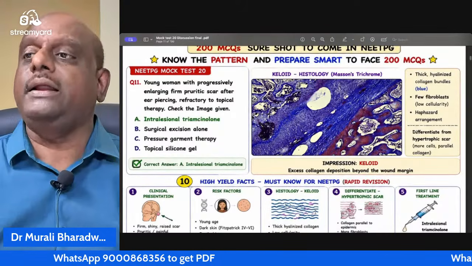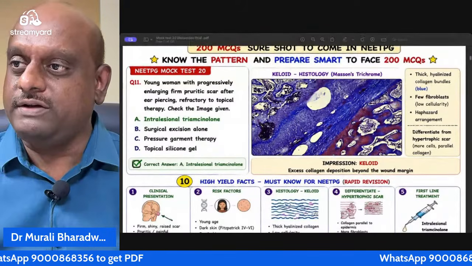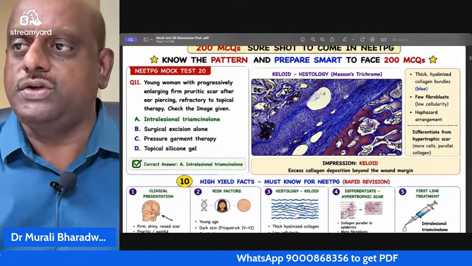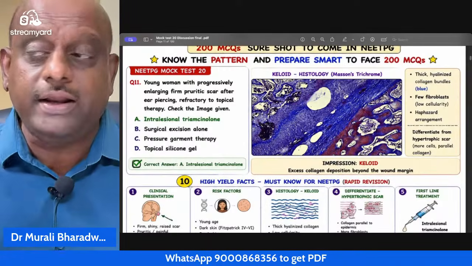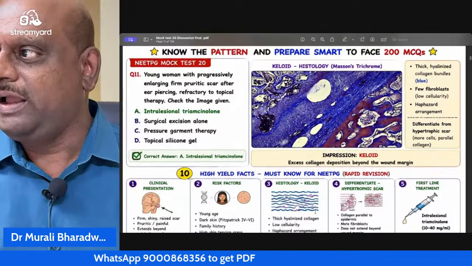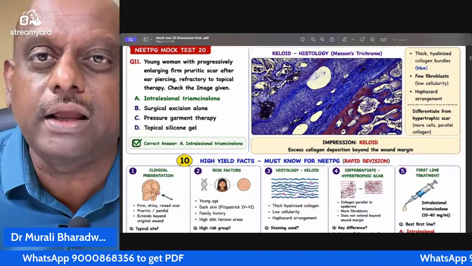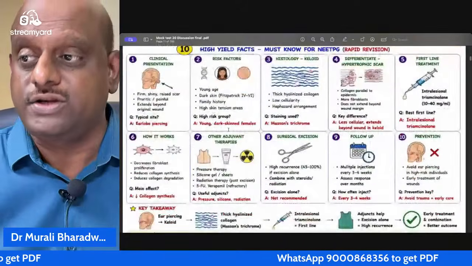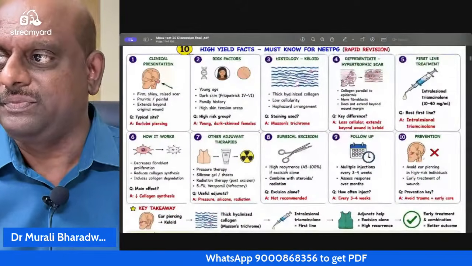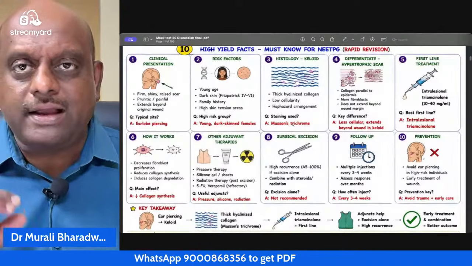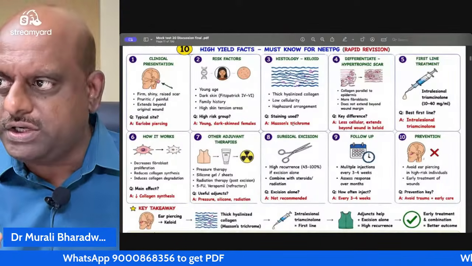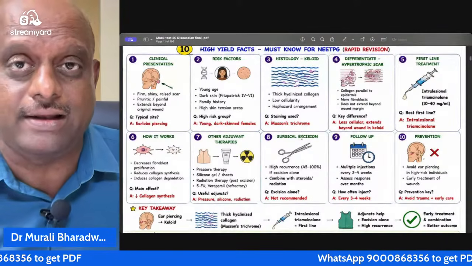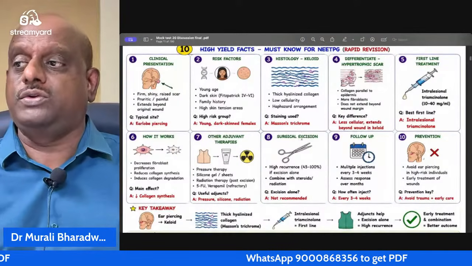Now, a young man with a progressively enlarging firm raised scar after ear piercing. The image is being given. So this is a typical keloid. In keloid, what do you do, doc? Intralesional triamcinolone is considered the treatment of choice. And thick hyalinized collagen, low cellularity, haphazard arrangement. So what is the staining used to detect all that? It is Masson's trichrome which is being used.